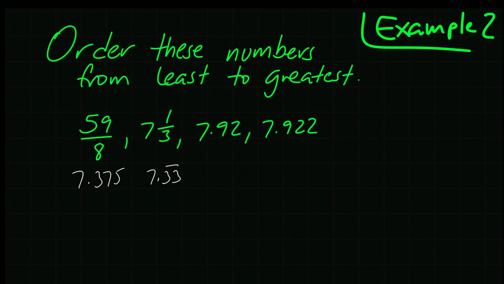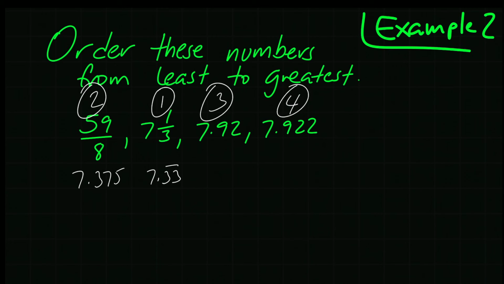Our smallest number is going to be the 7.33 repeating, so that's going to be our first term. Our next term is going to be 7.375, so that's going to be the second term. The third term is going to be 7.92, and the greatest term is going to be 7.922.